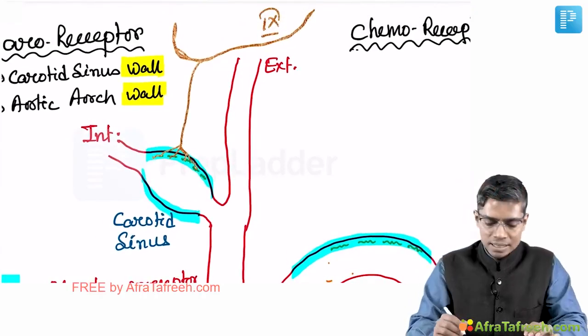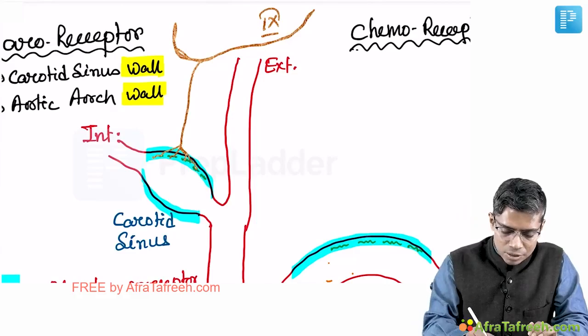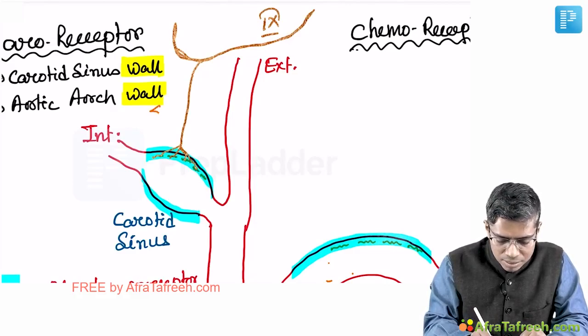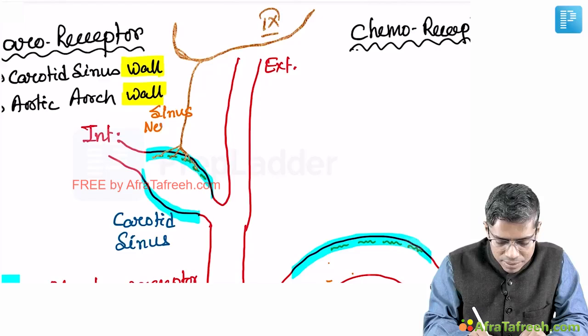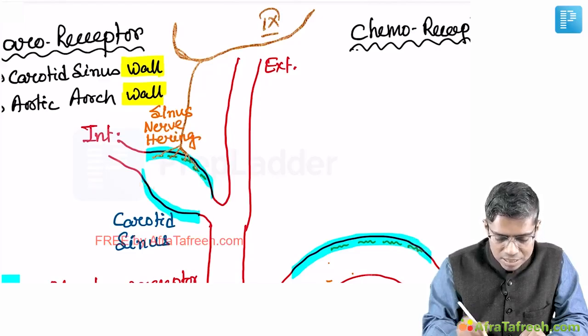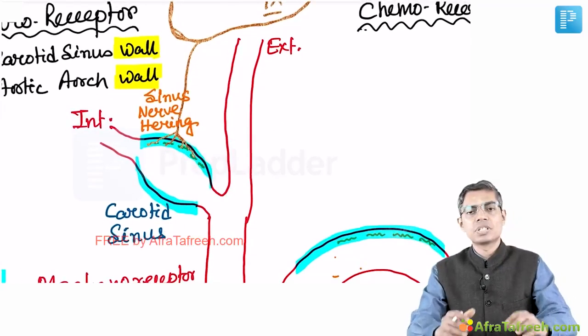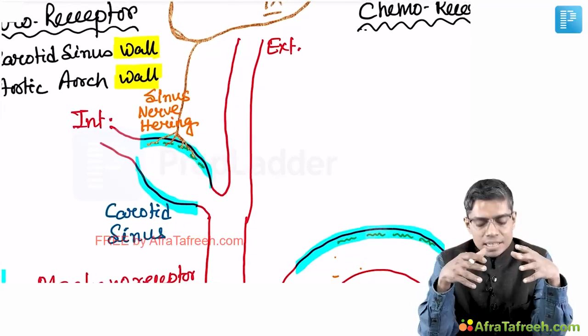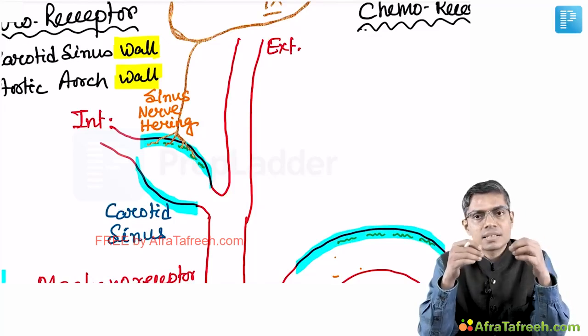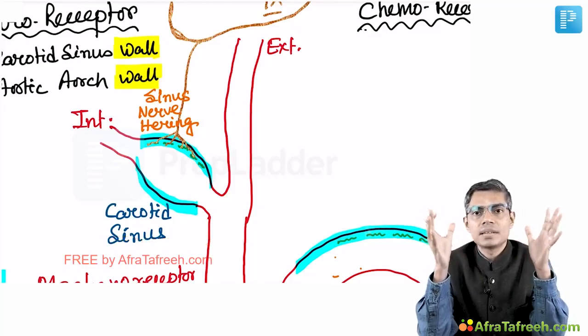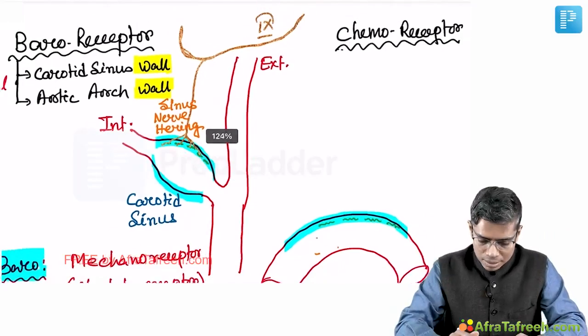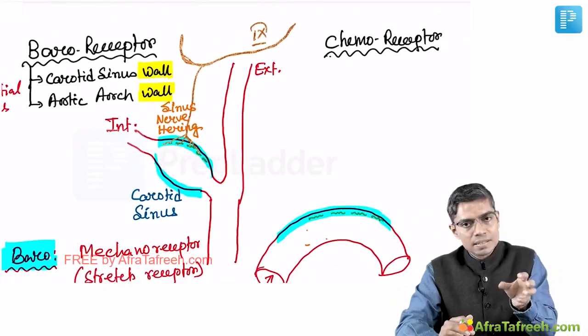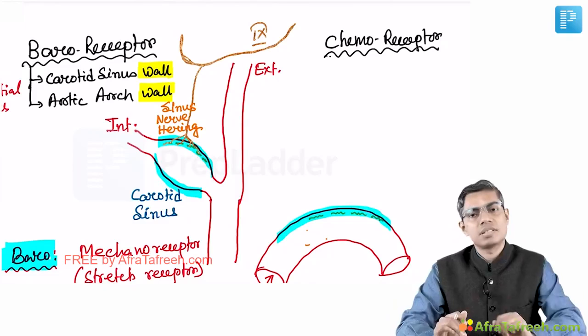There is a branch of the ninth cranial nerve, and this branch is known as the sinus nerve of Hering. Getting my point? This branch, which is supplying the carotid sinus region, is known as the sinus nerve of Hering, right? So this is the nerve which is bringing sensation from the carotid sinus baroreceptor.